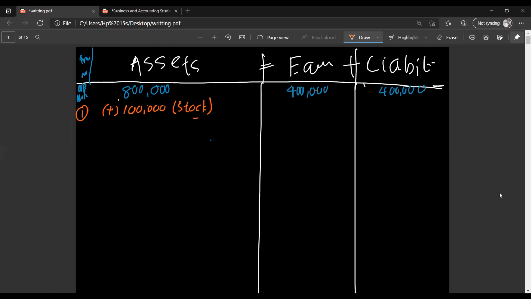So stock asset will be increased and our cash asset will be decreased by 100,000. Got it? So you need to write it down within brackets. Yes, goods. We use this term stock for goods, right? Okay.